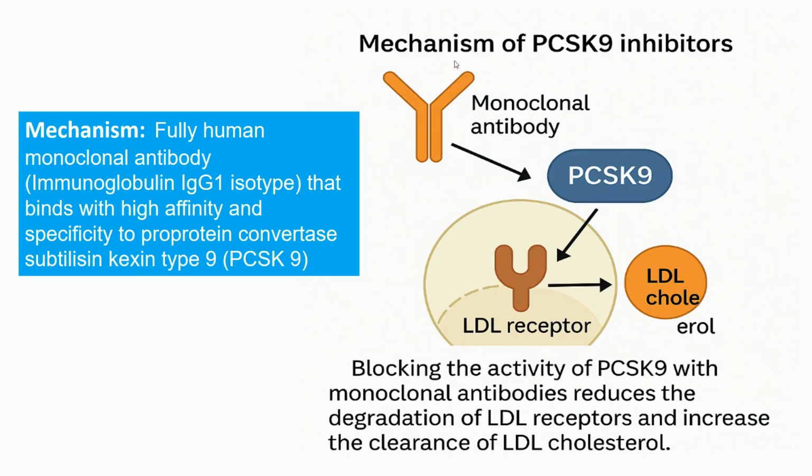Here, this is the PCSK9 mechanism of action. It is a fully human monoclonal antibody, similar to the immunoglobulin IgG1 isotype, that binds with high affinity specifically to proprotein convertase subtilisin kexin type 9, which stands for PCSK9. As a result, more LDL cholesterol receptors are available, and it lowers a significant amount of cholesterol, especially LDL.